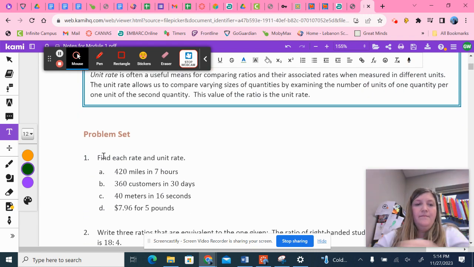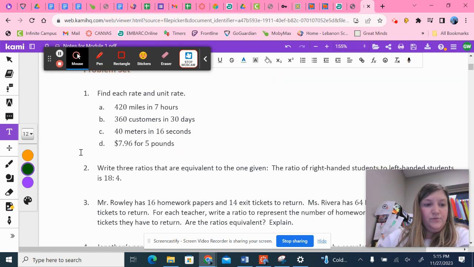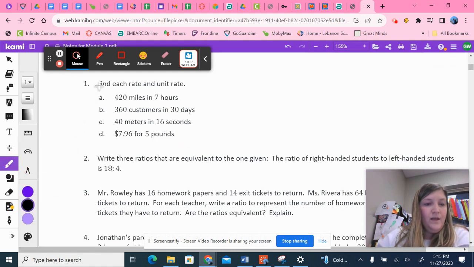Our problem set today is we're really starting the idea of thinking about unit rate. We're comparing ratios and their rates when we measure them in different things. So the value of the ratio is always our unit rate, and it's always per every one thing. So what we're going to do is we're going to do our problem set today. I'm going to do number 1. To do all 4 of them.